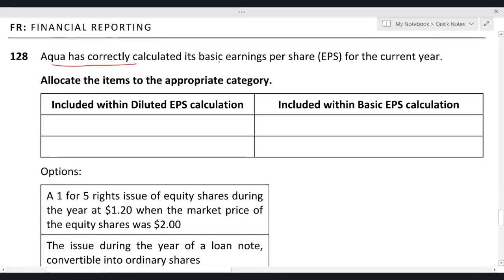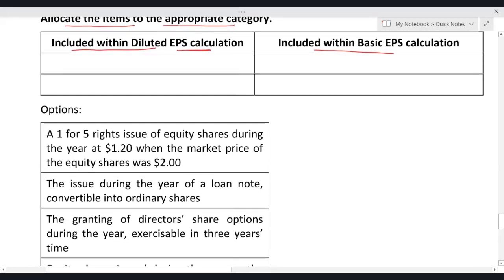ACCA has correctly calculated its basic EPS for the year. Okay. Allocate the item to the appropriate category: include within diluted EPS calculation, or include within the basic EPS calculation. So what do we have to include in the diluted EPS calculation? Okay, let's see. A rights issue of equity shares during the year comes in the basic EPS calculation. So simply a rights issue comes here. So you have to properly write each and everything.